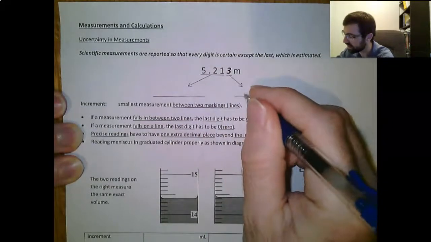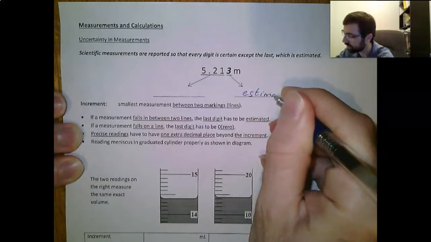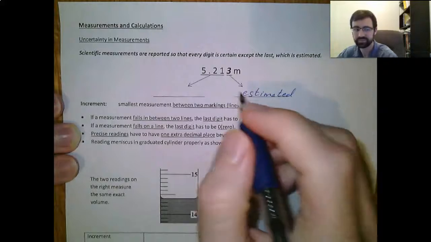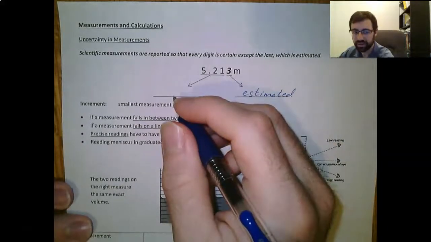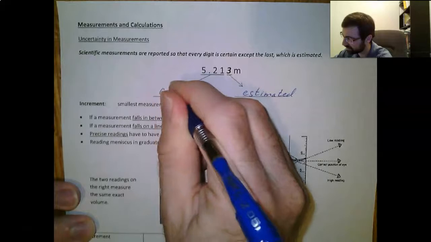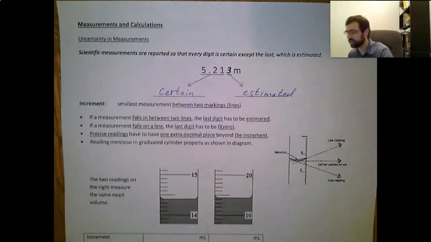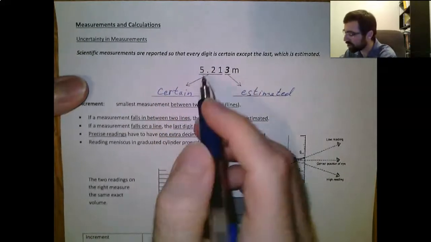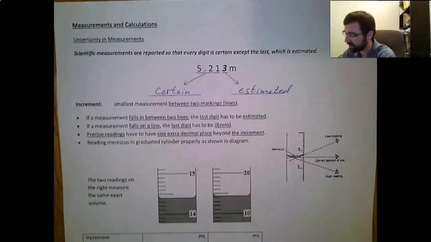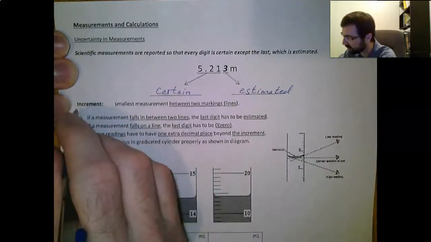So this is the one that's estimated. Every number that's before it is certain. Okay, so what we're saying is we're sure of these. This is our estimate. The smallest measurement between two markings is called the increment, so we use that word a lot in chemistry.